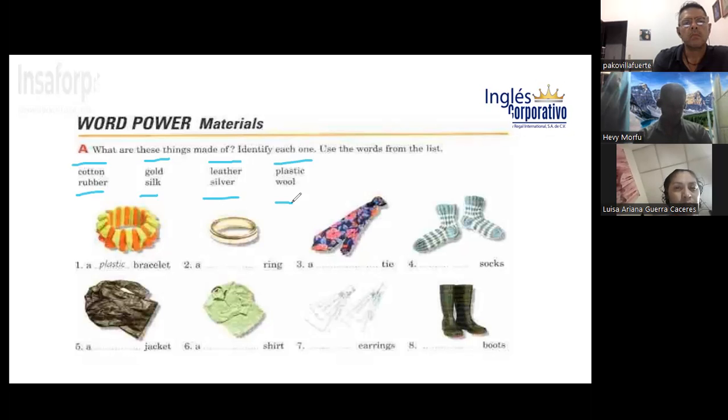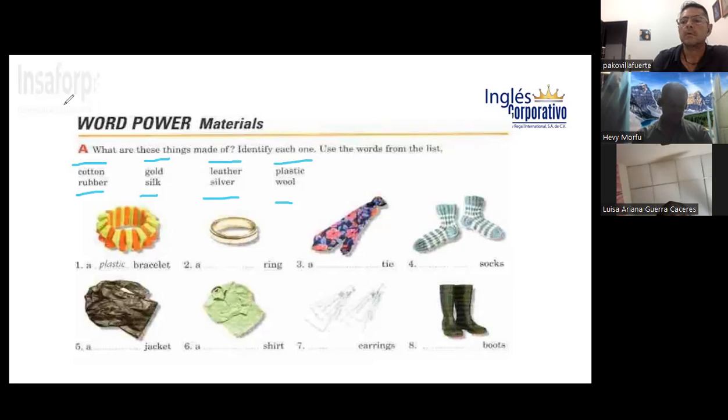So look at this one. We have some words and also some materials. Do you have a question about one of the words we have right here? Questions about the meaning of the vocabulary? ¿Algún significado de algún material que no conozcan? Leather or wool, algo así. So you're saying... Okay. No, significa wool. Okay, we go step by step. We go with the first one, right?